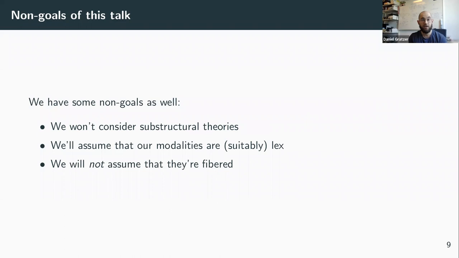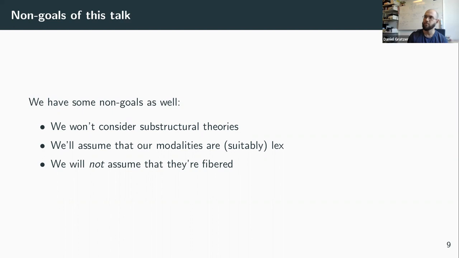And before we get into it, I want to lower expectations a bit. I have no intention of talking about substructural theory. So this is sort of another axis that people consider when talking about different type theories, extending them with operators that don't respect the structural rules. And I'm also going to assume that the modalities that we're considering are lex, for some definition of lex here, but I won't assume that they're fibered. So that the sort of non-triviality comes in the last point, that we won't assume that they induce maps on the universe, but we're going to at least assume they're lex.